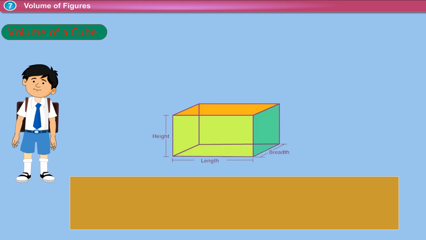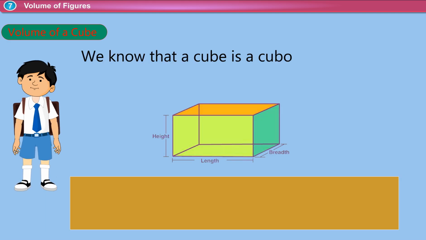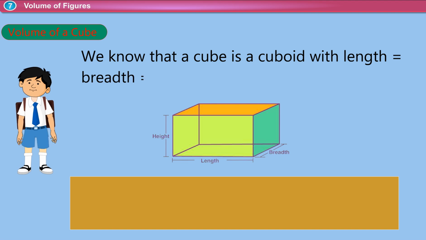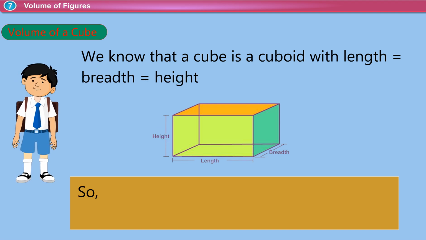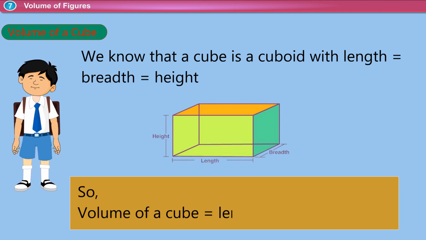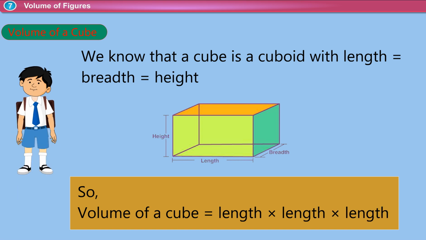Volume of a cube. We know that a cube is a cuboid with length equal to breadth equal to height. So, volume of a cube is equal to length times length times length.